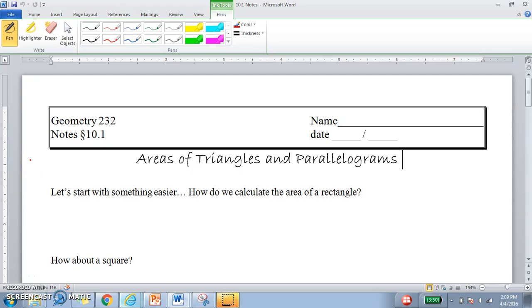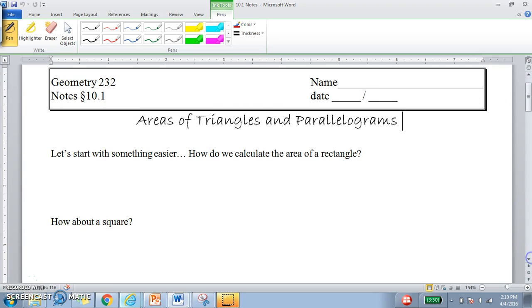This is Geometry, section 10.1, areas of triangles and parallelograms. So we're going to start with something a little bit easier than triangles and parallelograms, the area of a rectangle. So a rectangle looks like this. We've got 4 right angles.